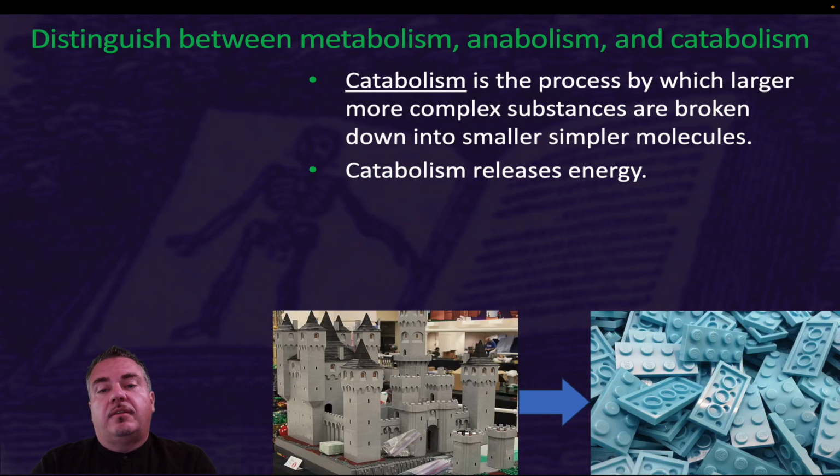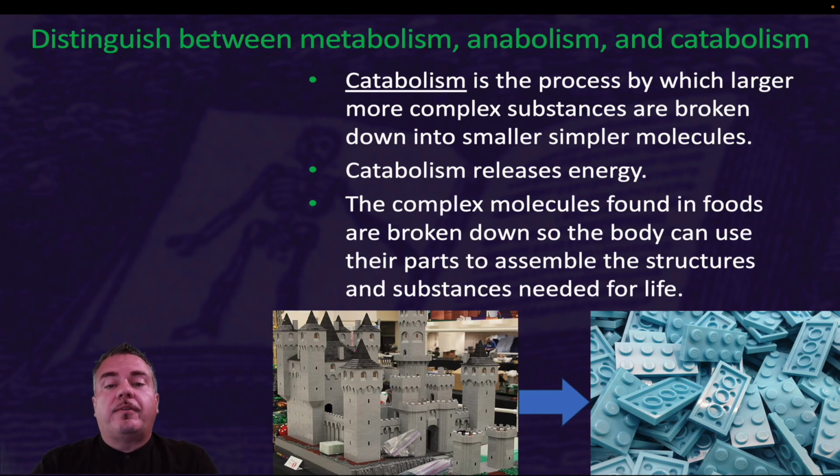foods you eat. The opposite of an anabolic reaction is a catabolic reaction. Catabolism is a process by which larger, more complex substances are broken down into smaller, simpler molecules. And just as an anabolic reaction consumes energy, a catabolic reaction releases energy. So again, with our analogy, if we have a Lego castle, a large complex structure, if we break it down into individual Lego pieces, that's an example of a catabolic reaction.